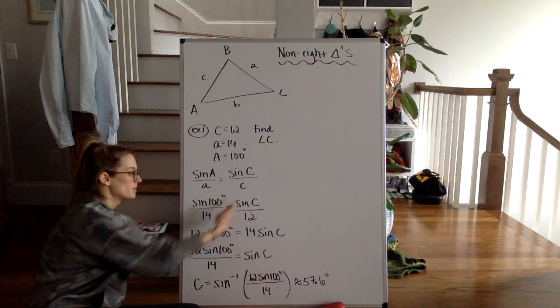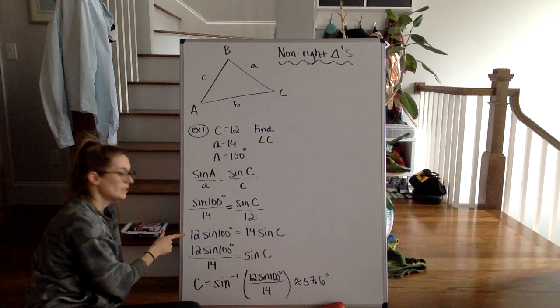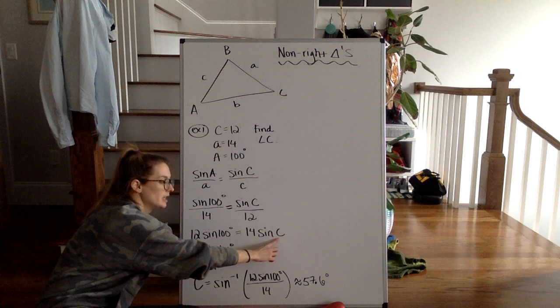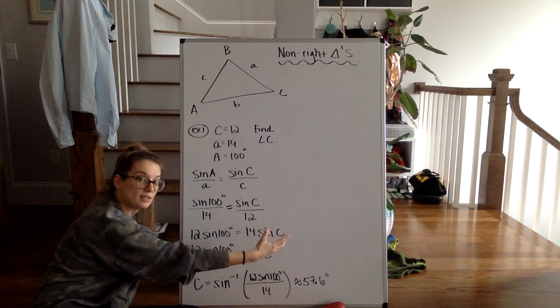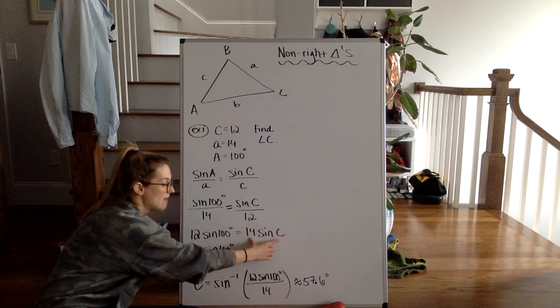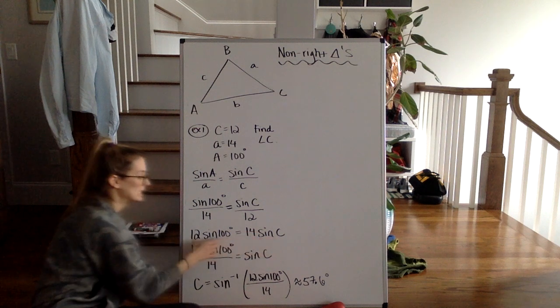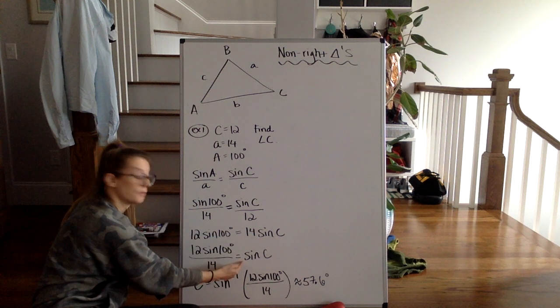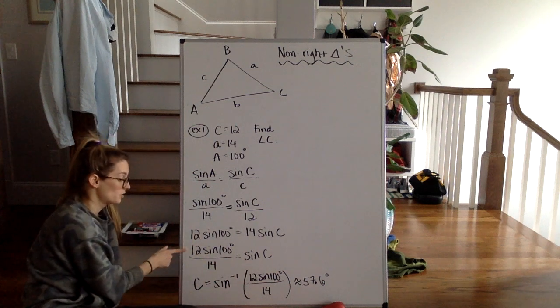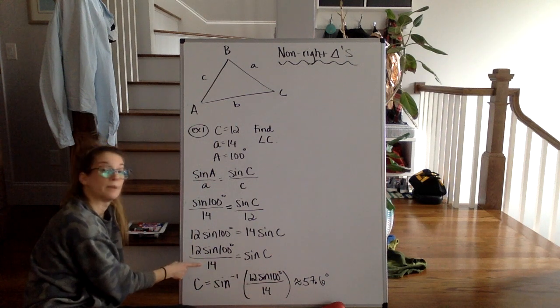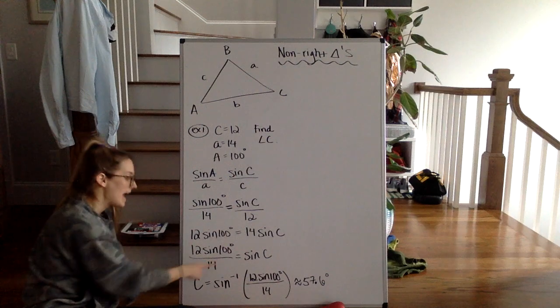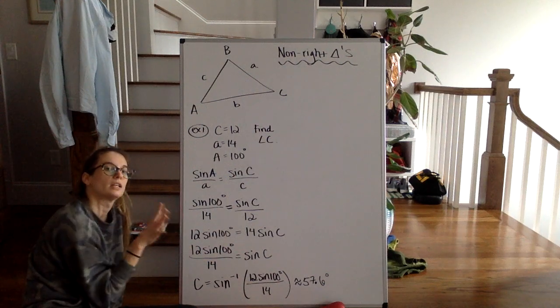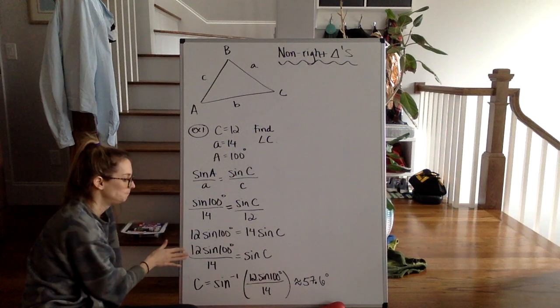So what we've done is we've cross multiplied, and that gets us here. Now we're trying to solve for angle C, which means isolate it, get it alone on one side. That means I'm going to divide both sides of this equation by 14. And if I do that, I'm going to get the sine of angle C by itself on the right. On the left, I have this, 12 sine of 100 degrees divided by 14. And I'm still going to leave that as an exact value. I'm not going to go to my calculator and approximate just yet.